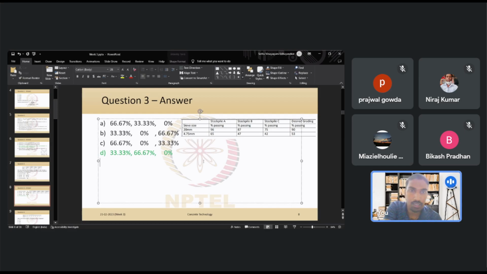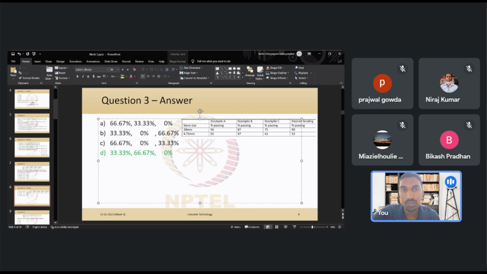Okay, so how do we get that? We have two different sieve sizes, 20 and 4.75, and we know the characteristics of the three stockpiles, how much is passing through these sieves, and we also know what we require in our desired grading. So we can match what is available to us with the desired grading.